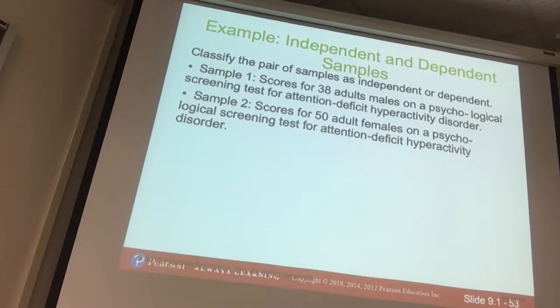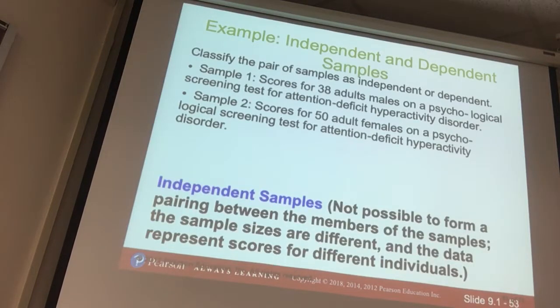Scores of 38 males in a psychological screening test for attention deficit hyperactivity disorder. Scores for 50 adult females on a psychological screening test for attention deficit hyperactivity. Different people, different sample sizes. They may be taking the same test, but hey, they're two different samples, okay? So they are independent samples. We can't match those up. They're not even the same size sample. Okay, so not possible to form a pairing between the members of the sample. The sample sizes are different and the data represents scores for different individuals.